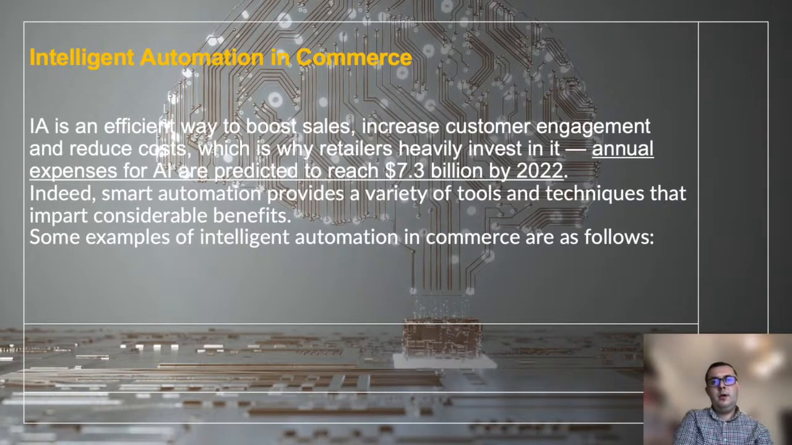Also, we can have some important examples of intelligent automation in commerce. Intelligent automation is an efficient way to boost sales, increase customer engagement, and reduce costs, which is why retailers heavily invest in it. For example, they have annual expenses for AI that are predicted to reach $7.3 billion by 2022. Indeed, smart automation provides a large variety of tools as well as techniques that impart considerable benefits. Some examples of intelligent automation in commerce are as follows.